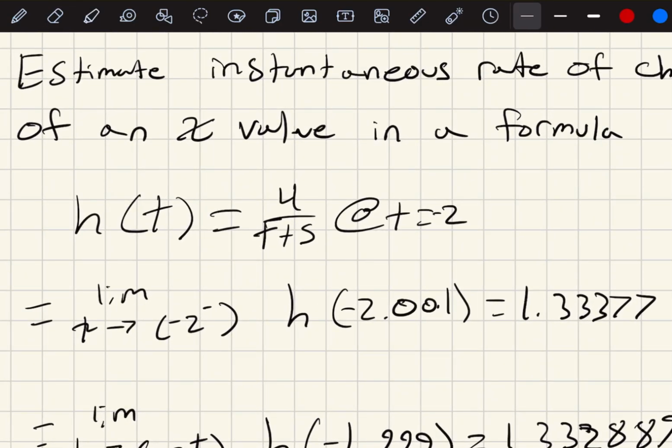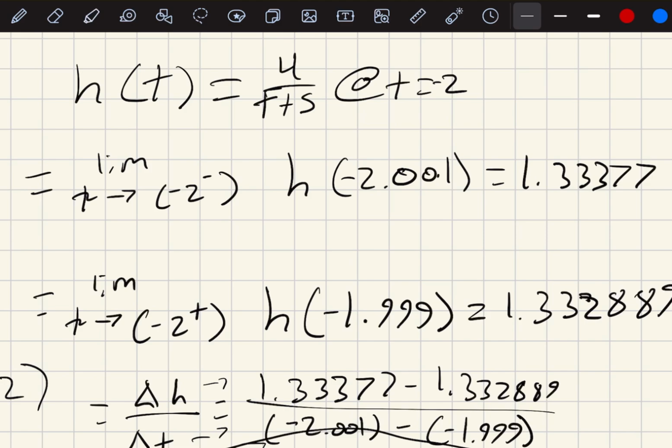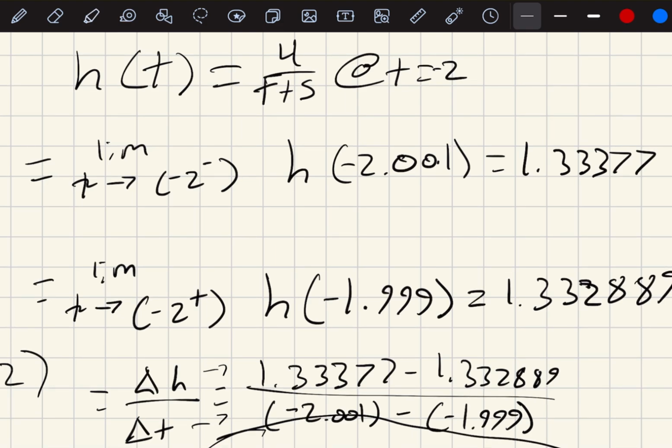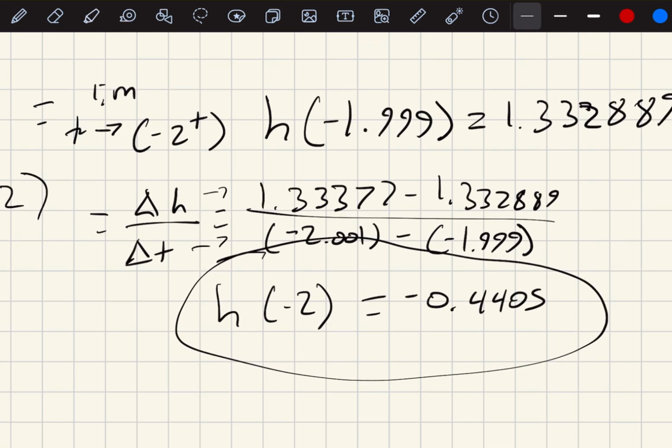So taking it through, when we want to find an instantaneous value of a formula at a specific value, in this case -2, we find our upper and lower limits for those values. In our case, at -2, we will have -2.001 and then for our upper value, -1.999. We then put that into our slope formula, so delta h over delta t.